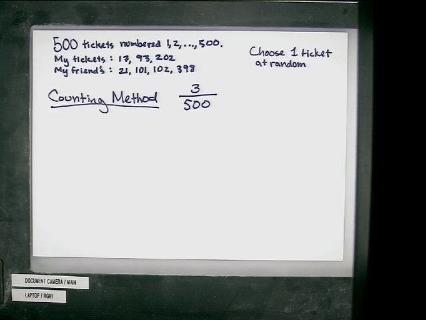How about, yes? Can you do 1 out of 500, then 1 out of 499? There's only one ticket that's being chosen, and then that ticket has to match mine. And so there are 3 ways that could happen. So we want to think about it as, how many ways could the ticket that comes out of the box match mine? There are 3 ways that it could match mine. It could be a 17, a 93, or a 202. And there are 500 possible ways that a ticket could be drawn. So it's only one draw.